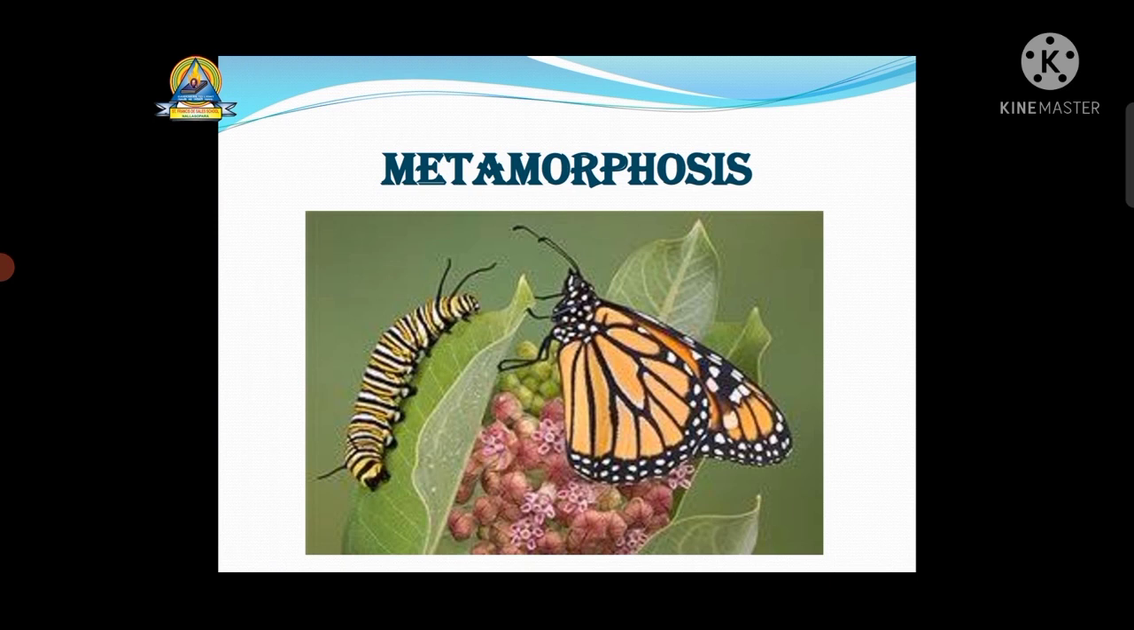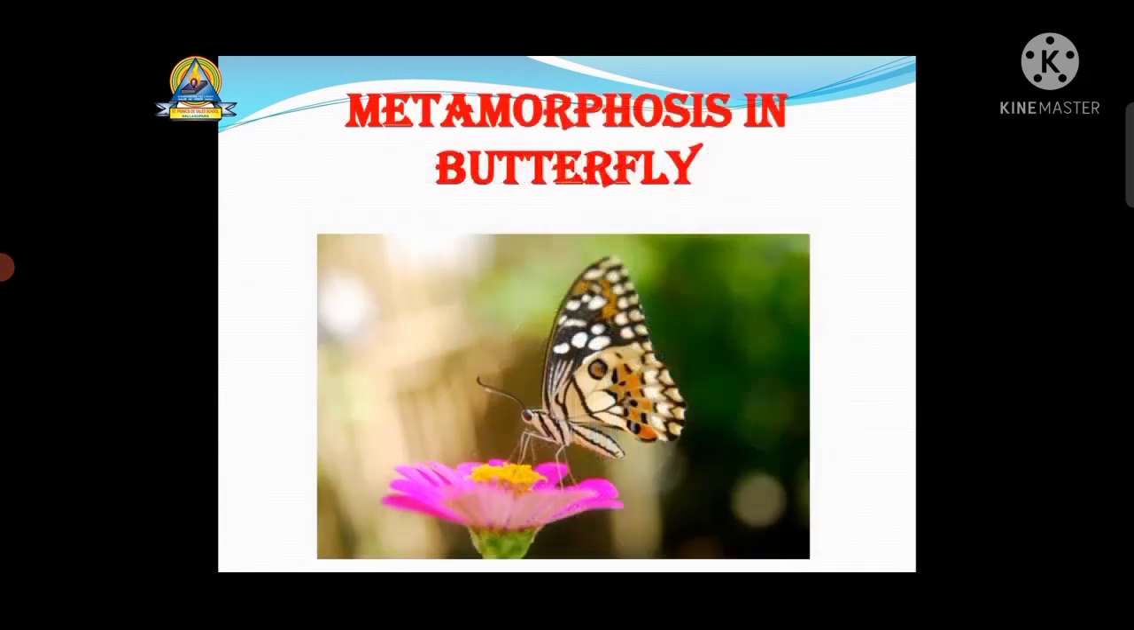Thus, in some animals, the young one grows into an adult animal that looks very different from the young one. That means the changes have taken place. That change is called metamorphosis. So we will study this metamorphosis in a butterfly in the next video.